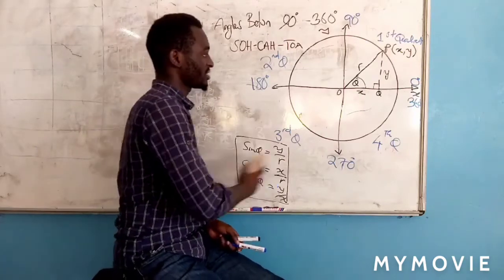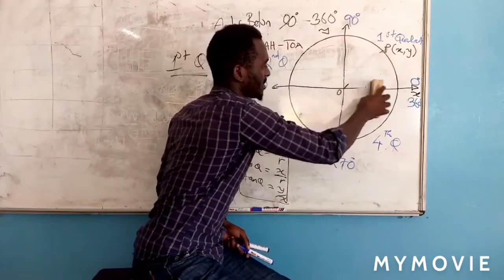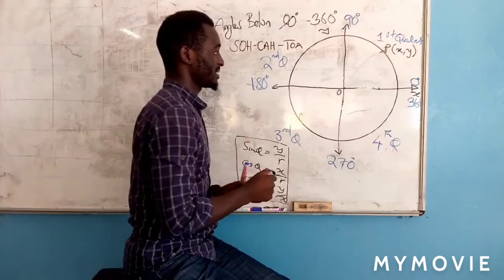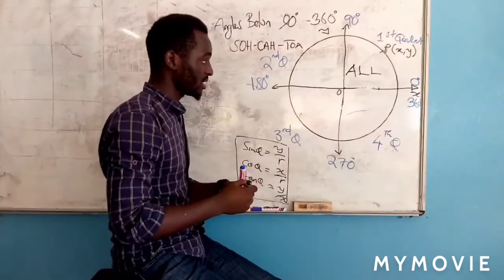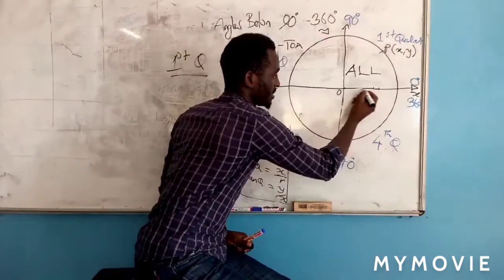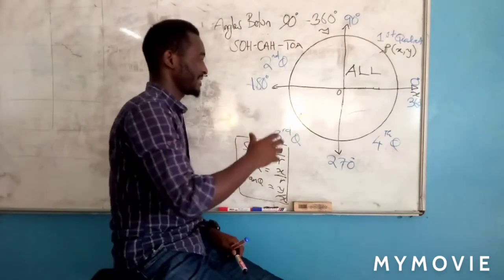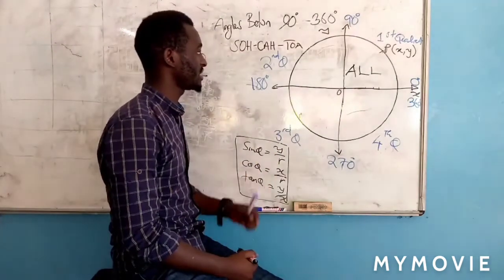Okay? So what I'm going to do is wrap that, and I'm going to say in the first quadrant, all ratios are what? Are positive. Okay, now let's take the same diagram, the same right angle to the second quadrant.